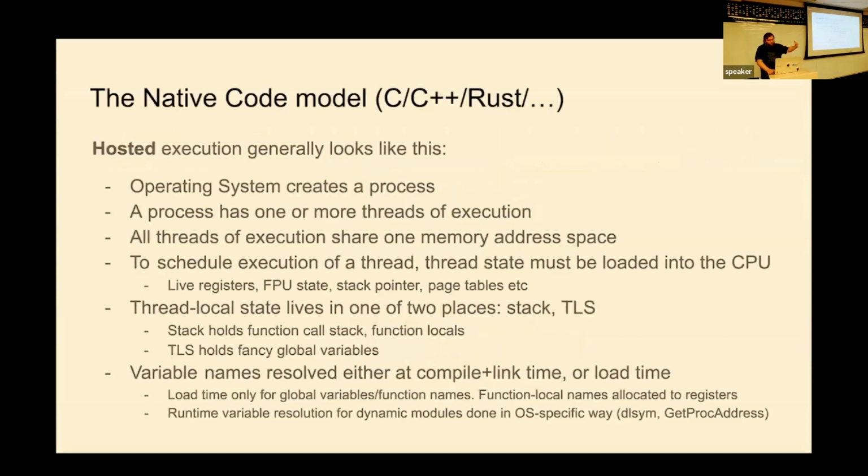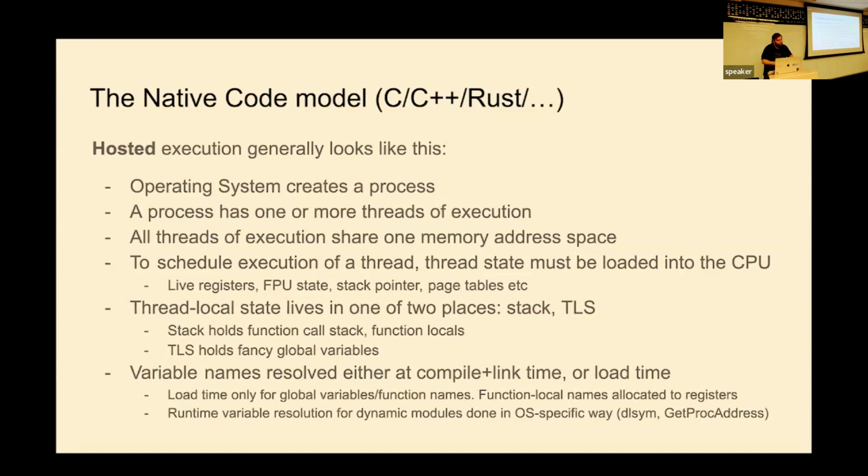So, a quick overview. Hopefully this whole slide is a review for everybody in the room, but these are the parts of the native code model for executing C++ programs on Linux or Windows or whatever other operating system for hosted execution, which is going to be relevant to the later exploration of what it looks like to do this for JavaScript-based execution. So when you start your program, the operating system is going to create a process for you.